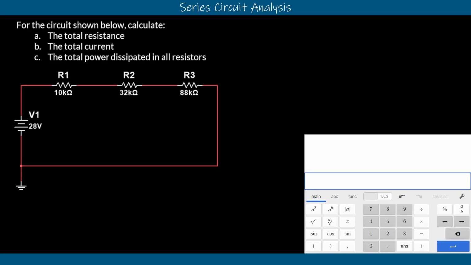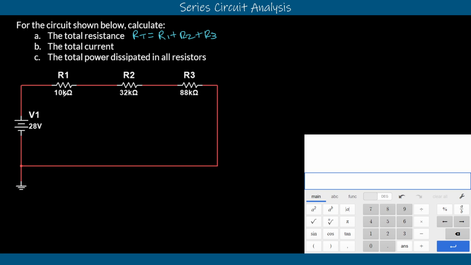Hello and welcome. In this video, we're going to look at how to solve for a series circuit. The first prompt here asks us to solve for the total resistance that is called RT. Right? And in series, RT is the sum of all of our series resistances. So we'll say that it's R1 plus R2 plus R3. We'll just sum up all of our resistors.